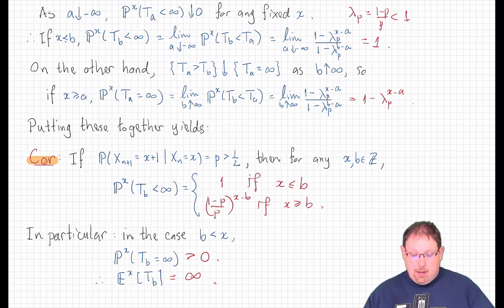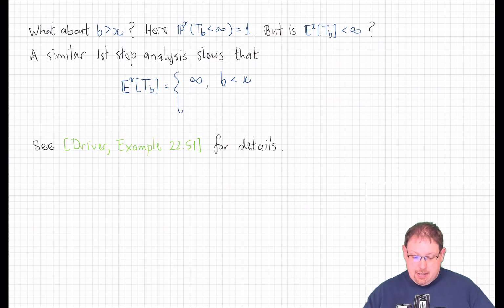But we still have left open the question here, what if we are moving to the right? We now know that the probability is 1 we will get to b if we start to the left of it, but what's the expected time that it will take to get there? In the degenerate case that p is equal to 1/2, it still takes, on average, infinitely long to get there. But in this case, we'll see that's not true.